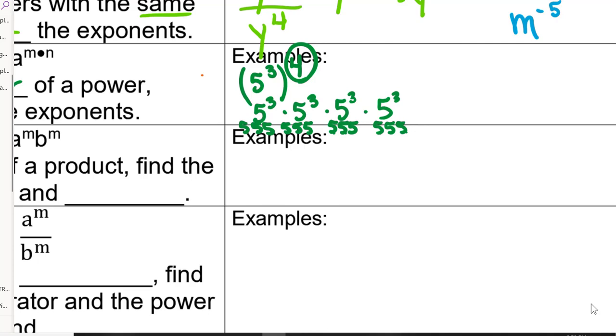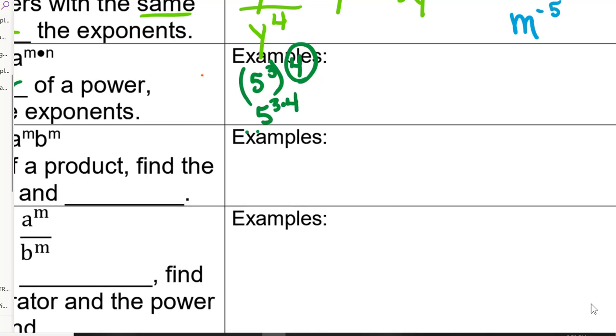So this is the reasoning why we multiply a power raised to another power. So this is 3 times 4. So our final value here is 5 to the 12th power.